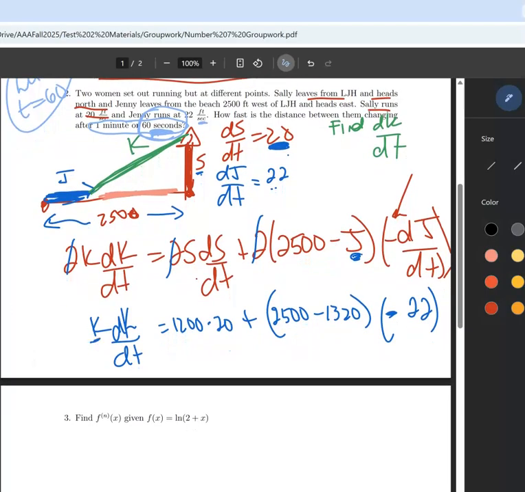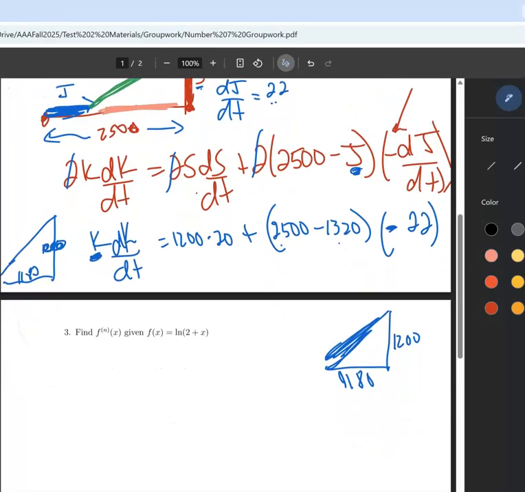So in order to solve for k, it's going to be the square root of, I'm just going to draw another triangle. I know that this length here is 1,200, and this length here is the 2,500 minus the 1,320, and that's going to be 1,180. Oh, that's a very messy 1,180. Let me draw that again. I can't even read that. So 1,200 here, and then 1,180 here. So that means that this will be the k. So I can find out k.